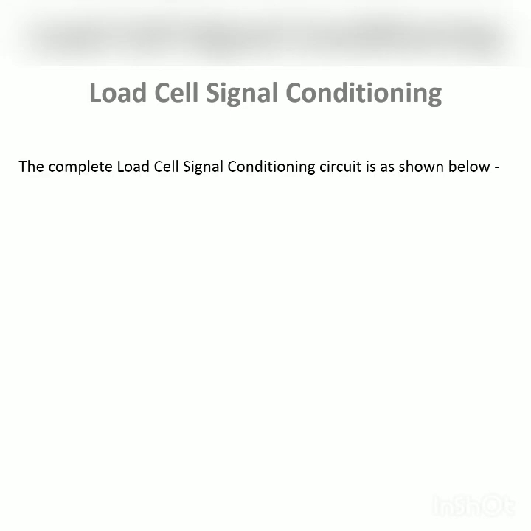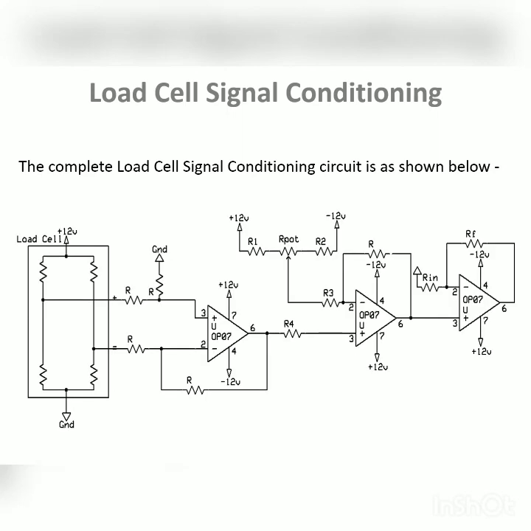The complete load cell signal conditioning circuit may be as shown below. The first part will be a load cell, which will consist of 4 strain gauges connected in all 4 arms of the Wheatstone bridge. The second stage will be a differential amplifier stage. The third stage is for the zero adjustment, and the last stage will be for the span adjustment, where the desirable gain can be set and can be varied.